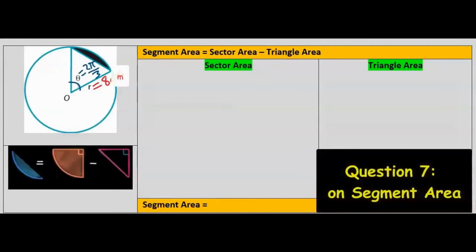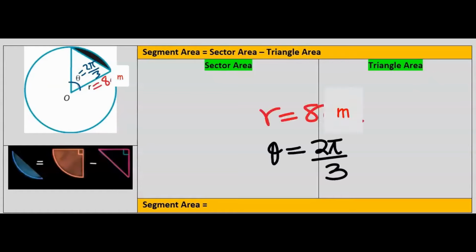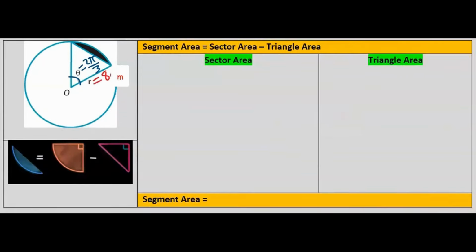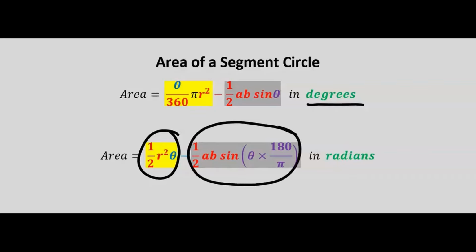How do we find the area of a segment with a given angle, which is in radians? The angle is 2 pi divided by 3, which is in radians. The first step is to consider the given angle, which is in radians. Next, choose the right formula. Here, for radians, it is the area of the sector minus the area of the triangle.